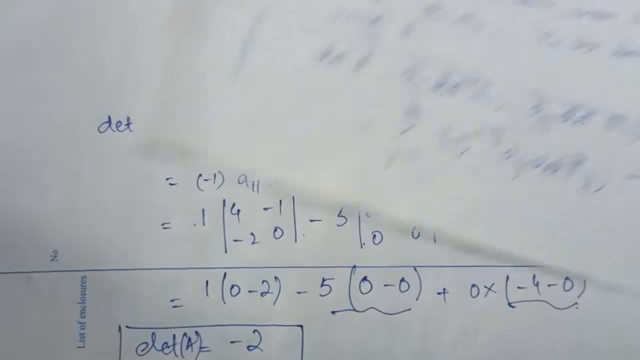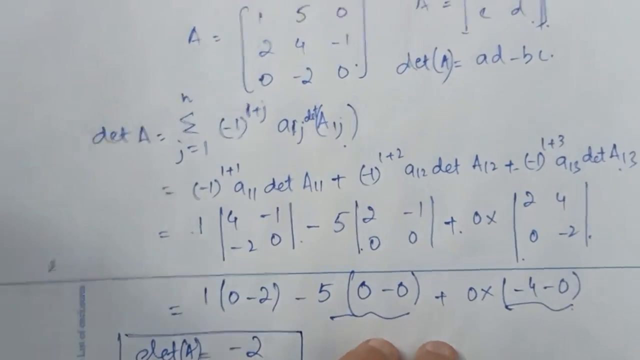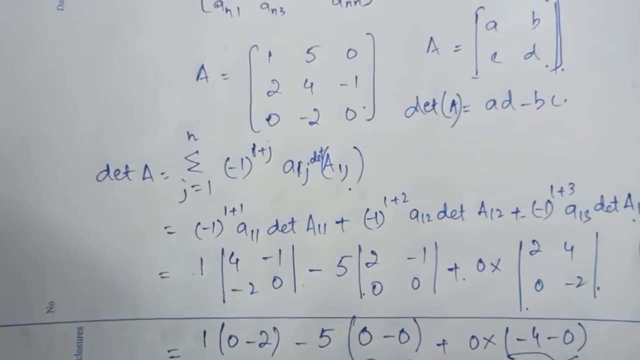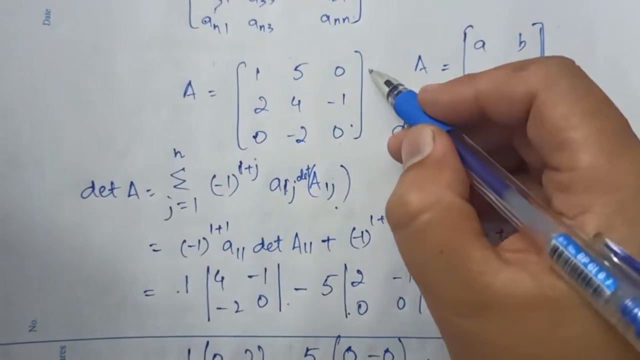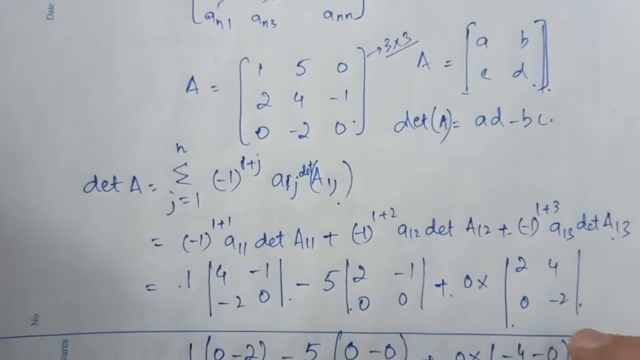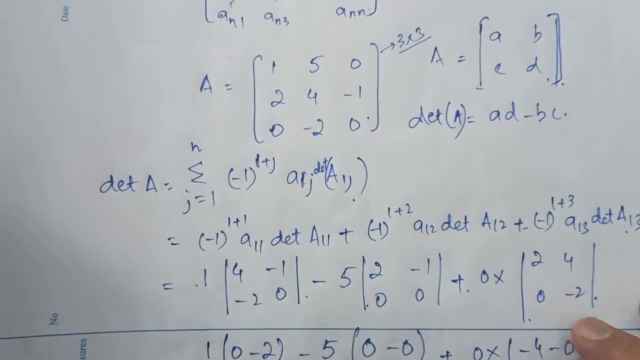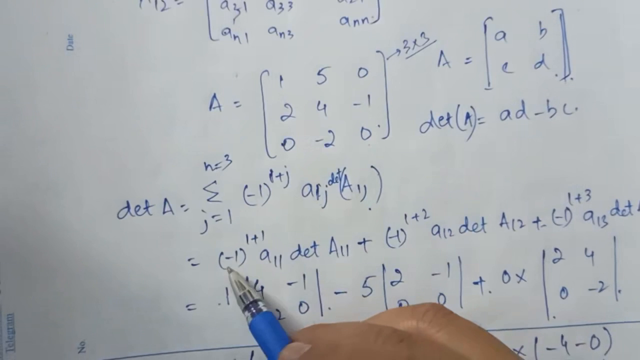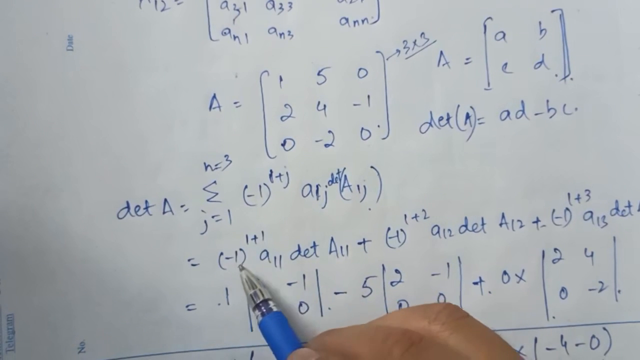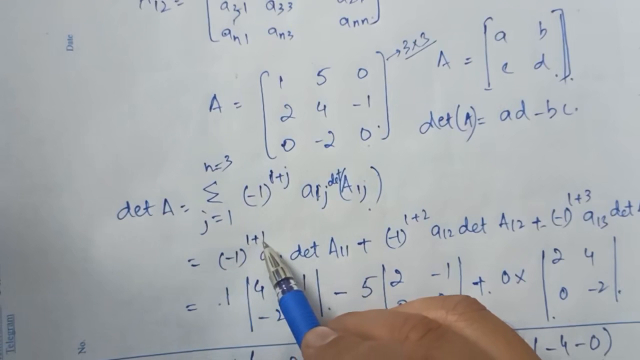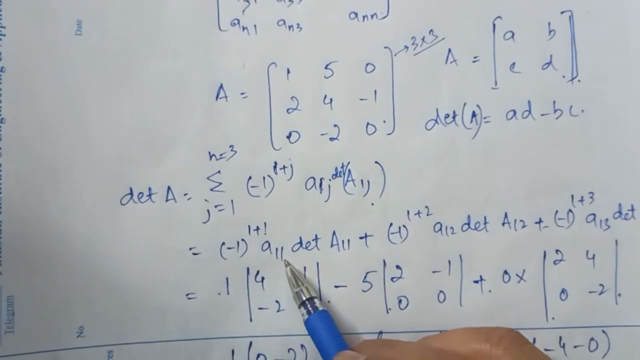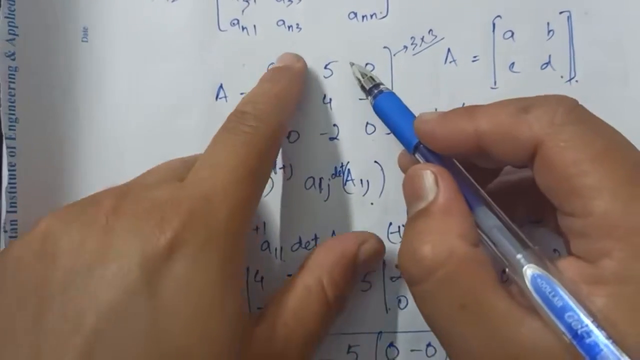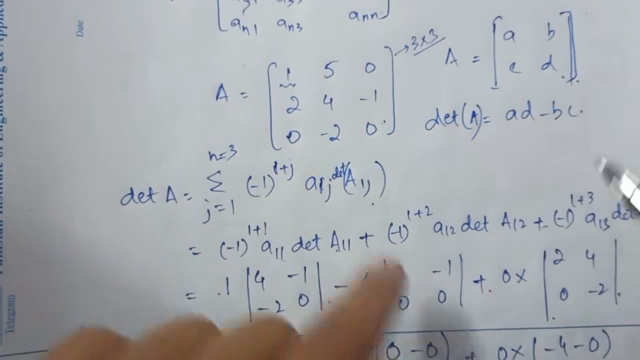Now, we just did an example to illustrate how we can use that formula to determine the determinant of A. Here A is a 3 by 3 matrix, so n equals 3. Varying j in this formula, we get (-1)^(1+1), j equals 1. A11 in this case is 1. Determinant of A11 means deleting the first row and first column, which leaves 4, -1, -2, 0, written over here.